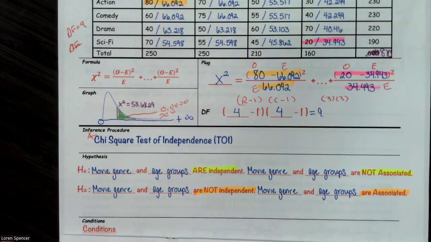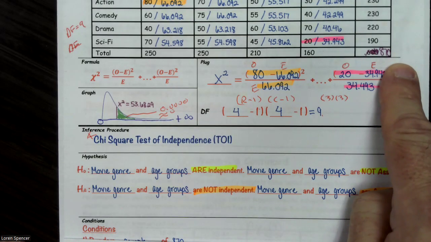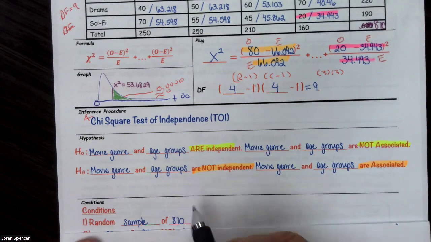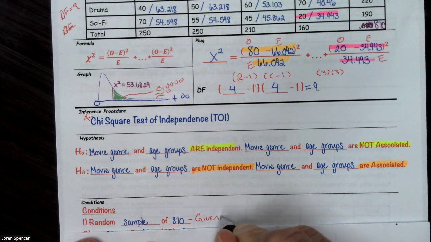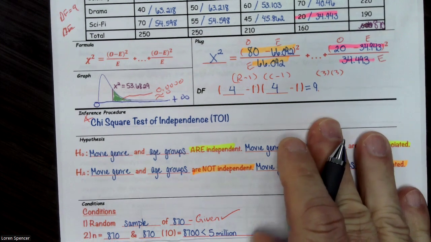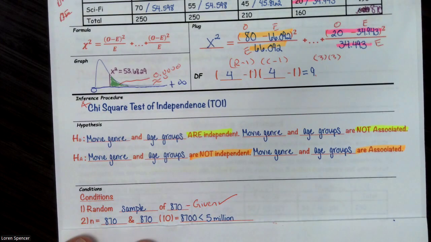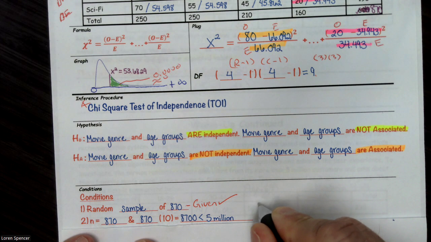Conditions, random sample. Well, we had a random sample of what size? We had a random sample of 870, and that was given. All right, so we're good with that. But we need to make sure that our sample size was not too big. So we went 870 times 10, and that's 8,700, and that's less than 5 million.